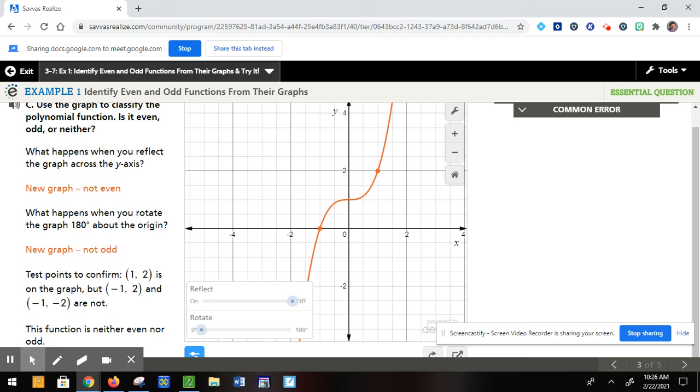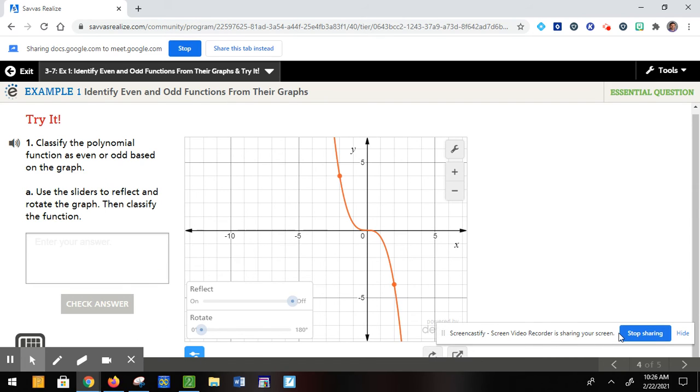And if you picked 1, 2 as your test point, neither -1, 2 nor -1, -2 are on the function. So that's also confirming that it's neither even nor odd.